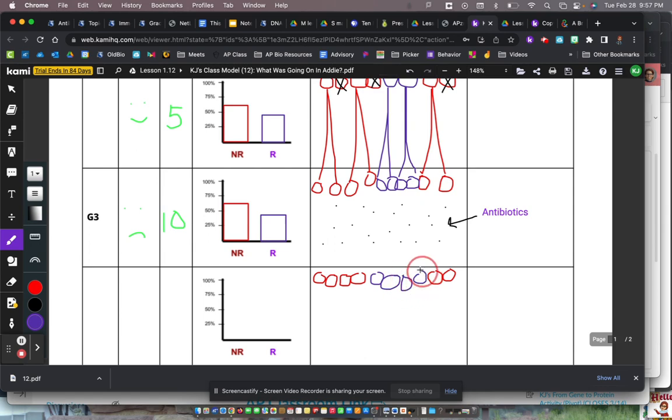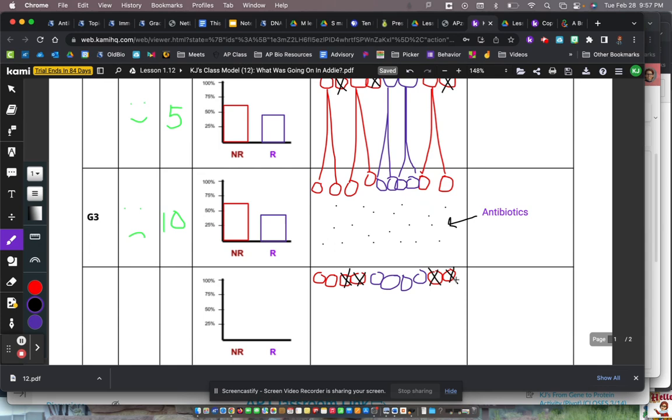And of course, the resistant ones don't get killed by the antibiotics. So the antibiotics are going to kill the red ones. So we're going to draw some X's, and let's go ahead and kill 4 of the not resistant bacteria. It doesn't kill all of them, but it kills many of them. So I'm going to draw X's through them. I want you to draw this along with me. You should be drawing everything along with me.